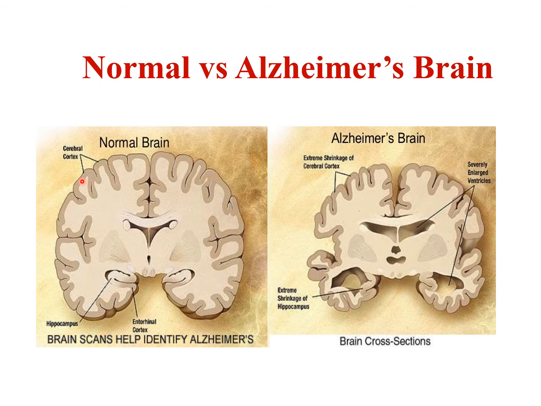And also the cerebral cortex parts are not as shrunken as in the case of the Alzheimer's brain. And last but not least is the hippocampus part of the brain. It is not as shrunken as in the case of the Alzheimer's brain.